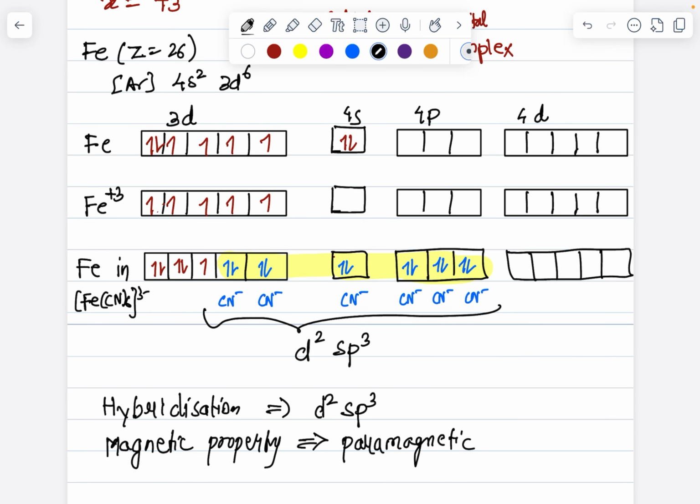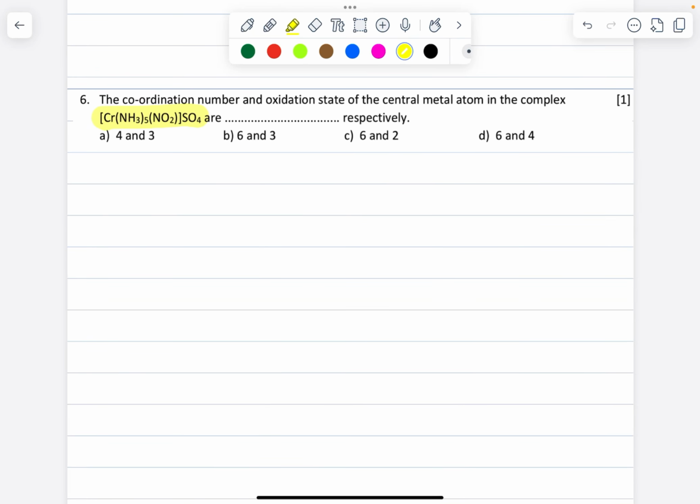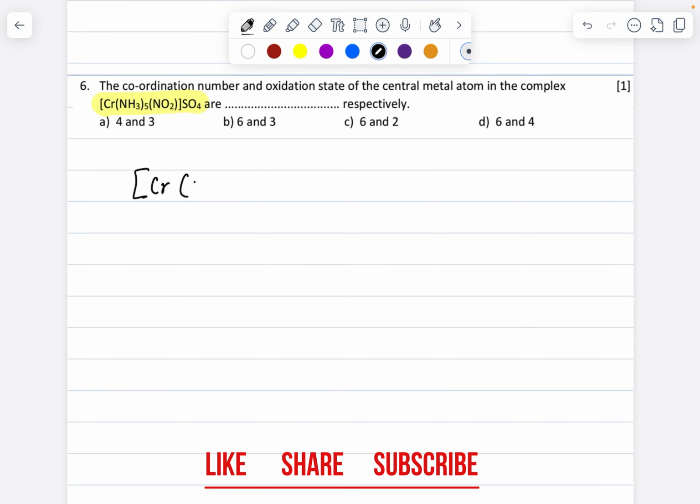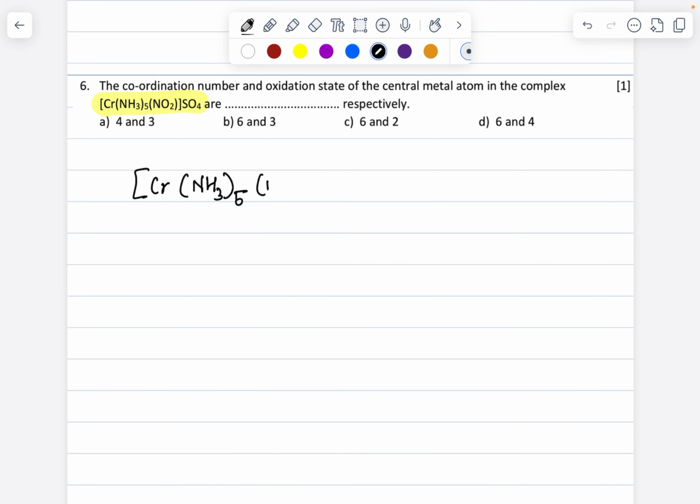That's it. That is what the answer is. So this question, the coordination number and the oxidation state of the central metal atom in the complex is given over here. The complex is a chromium complex. This is also known as a heteroleptic complex because two different types of ligands are there. And the counter ion is a sulfate.